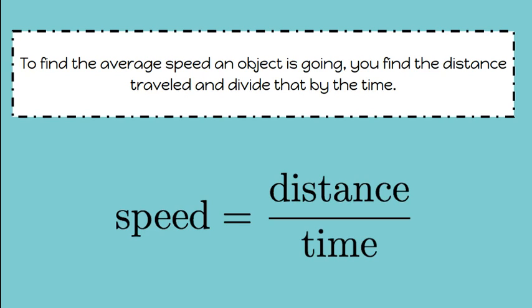So to find the average speed of an object, you're going to take the distance that that object traveled and divide by the amount of time that it took for it to travel that distance. Now we are just looking at speed. If we were looking at velocity, it would be in a single direction that we are calculating this.